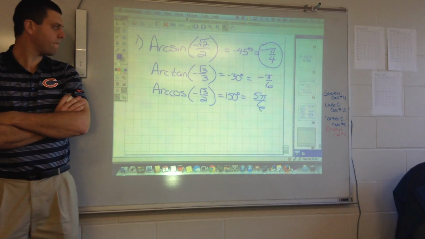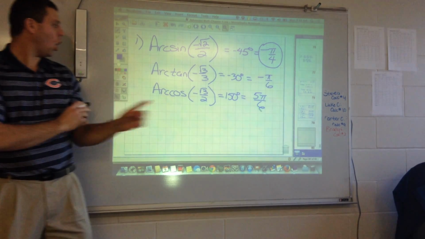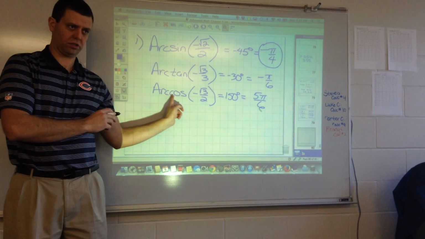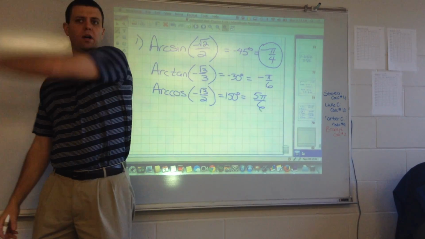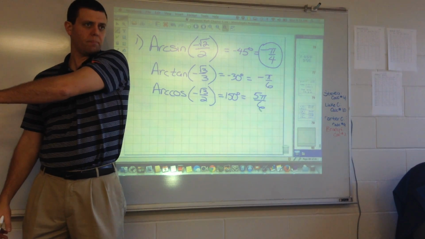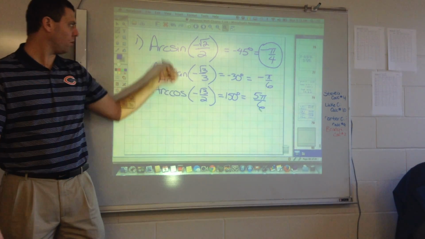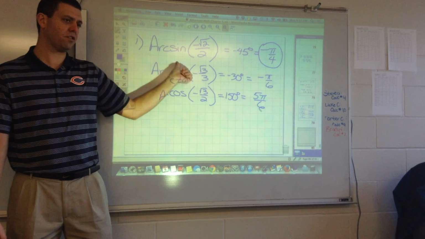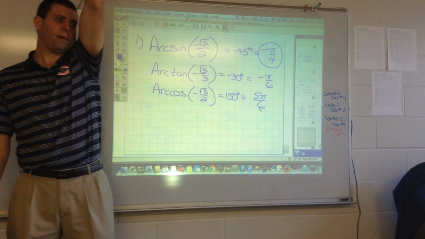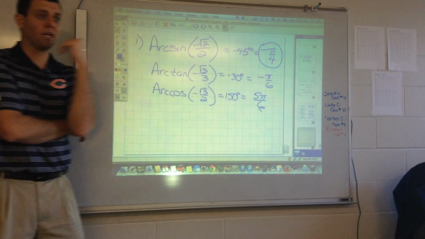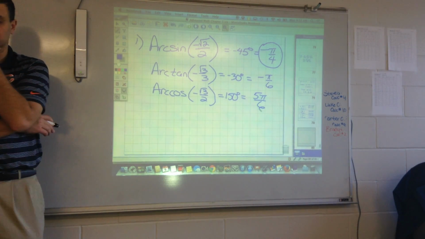Is it negative or? No, no. All of your answers for inverse cosine are going to fall somewhere between 0 and pi. So those will be positive, okay? All your answers for inverse sine and tangent could be anywhere from negative pi over 2 all the way to positive pi over 2. So you could get some negative, some positive angle answers, okay?